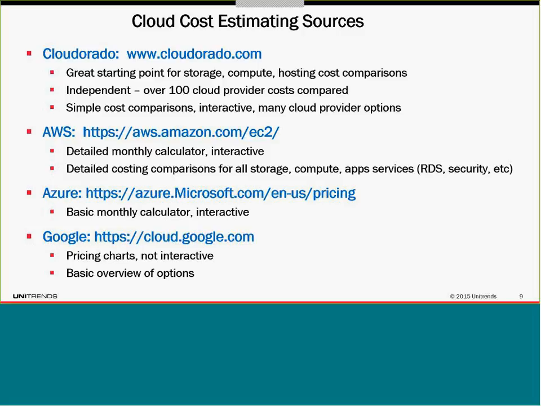Amazon, at the URL listed on the screen, also has its own detailed monthly calculator, and it does break costs up into the compute, the online storage that's needed along with the compute, the network, and various other costs. So it's a very detailed costing comparison. It has a base monthly calculator, which is interactive as well. And Google has pricing charts. They're kind of the most recent entry to the costing estimation. Their pricing charts are not interactive, but it gives you a very good basic overview of the options.